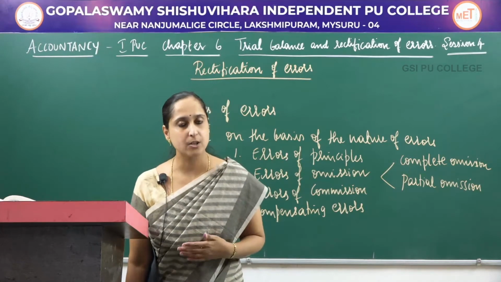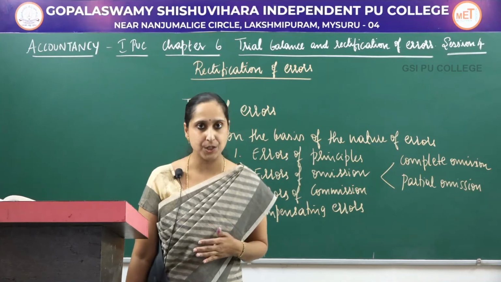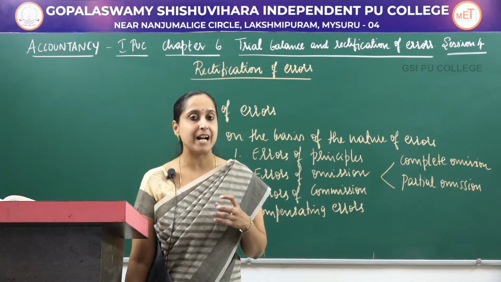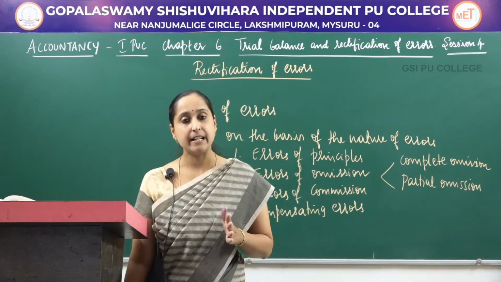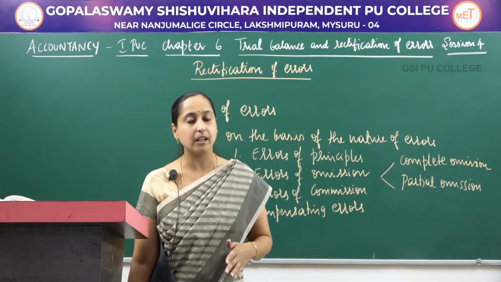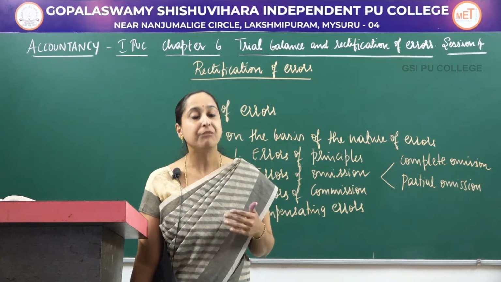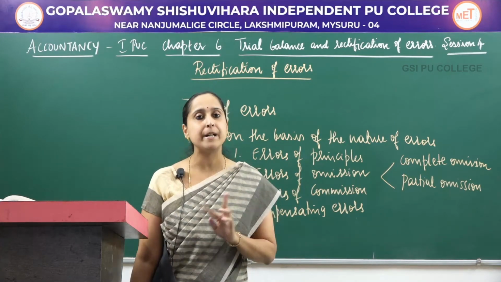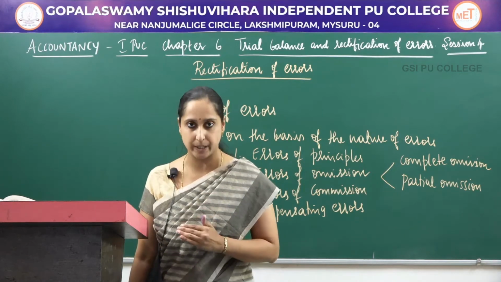To make you understand this compensating errors, let me give you one example. In trial balance, for purchases, instead of writing 5,000, you have written 10,000. And in the same trial balance, for sales, instead of writing 15,000, you have written 20,000. In both debit and credit, you have increased 5,000.